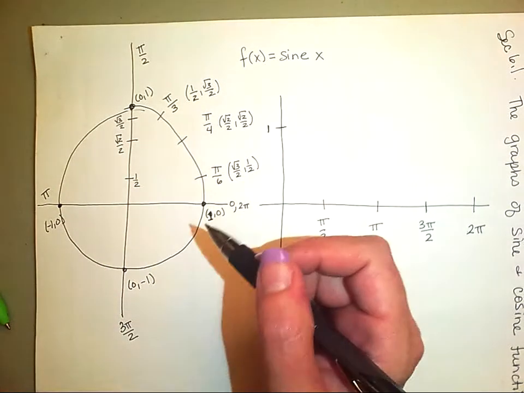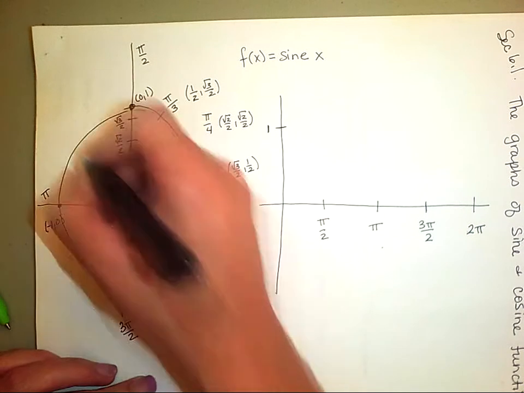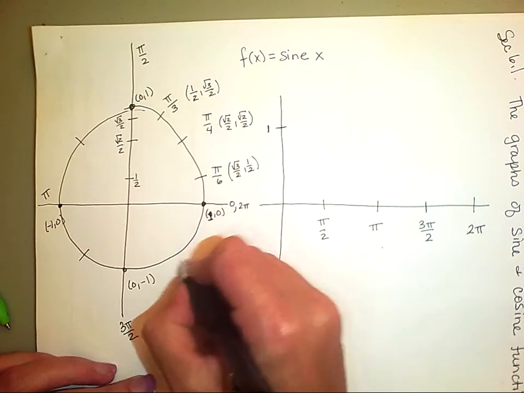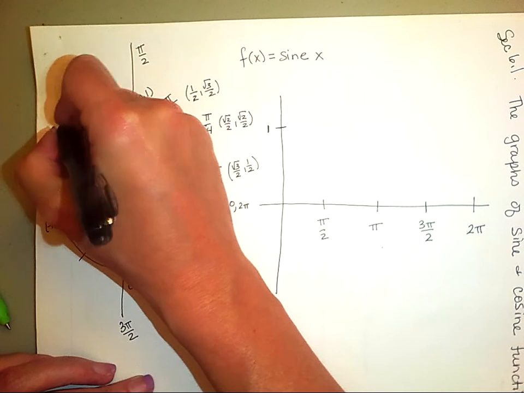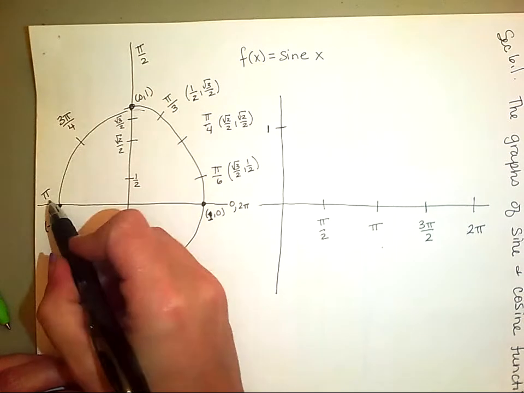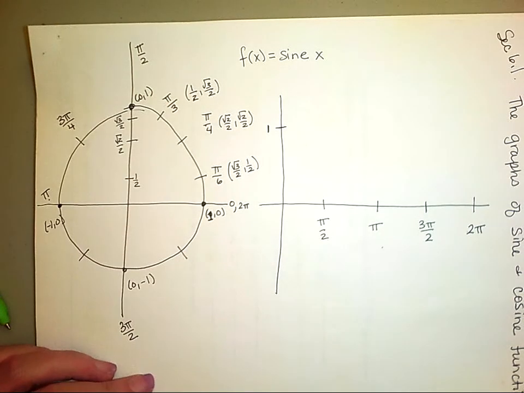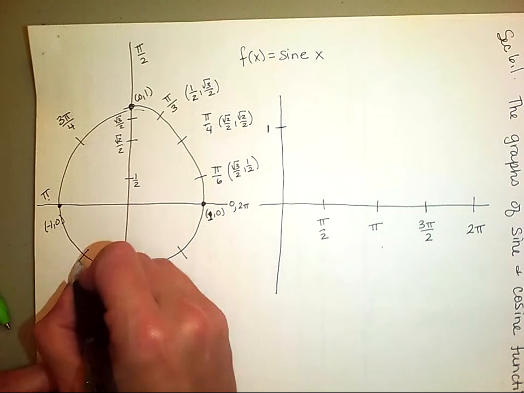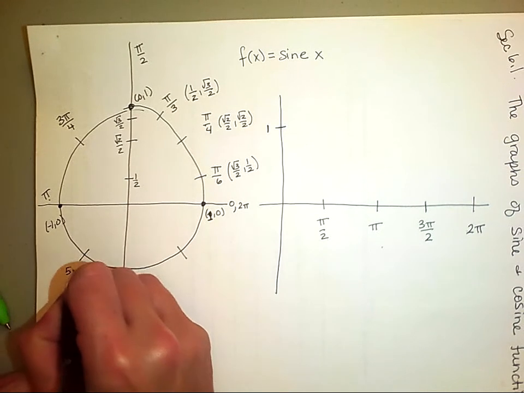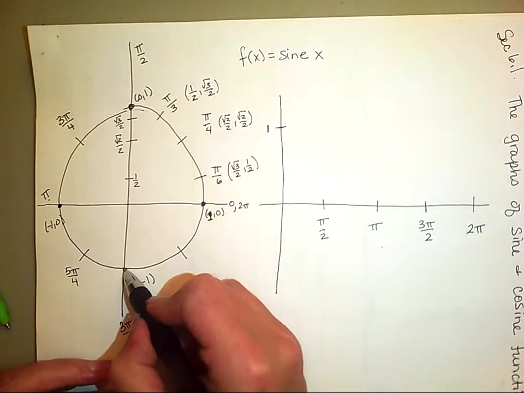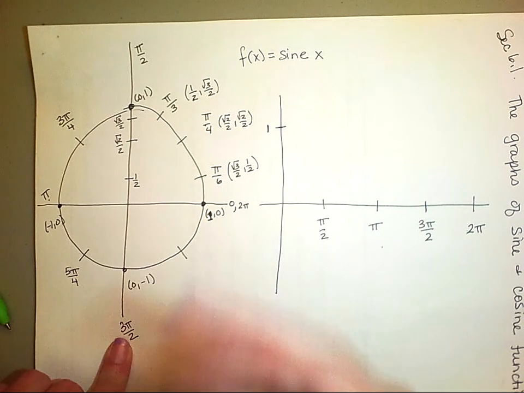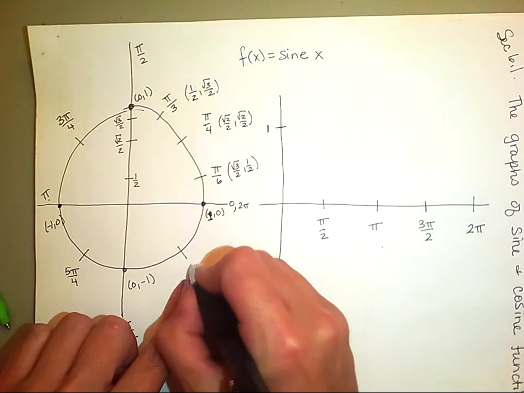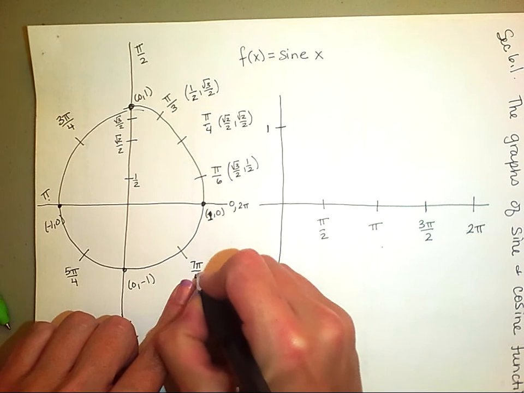So let's count out the pi's over 4. We know these are going to be the halfway in betweens. 1 pi over 4, 2 pi over 4, 3 pi over 4, 4 pi over 4, which is just pi, 5 pi over 4, 6 pi over 4, which is 3 pi over 2. So this is 6. So this is 7 pi over 4.